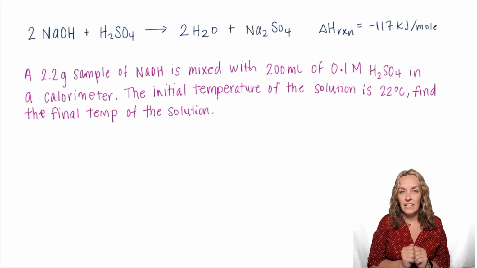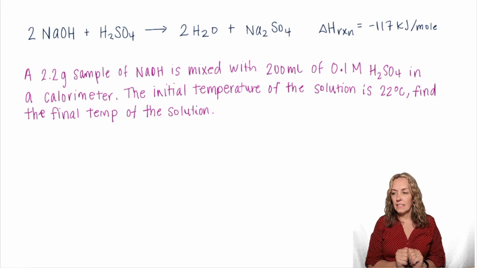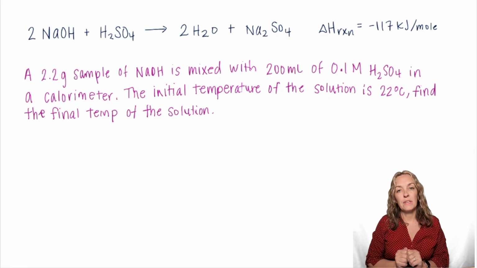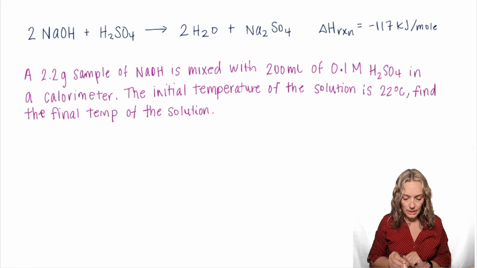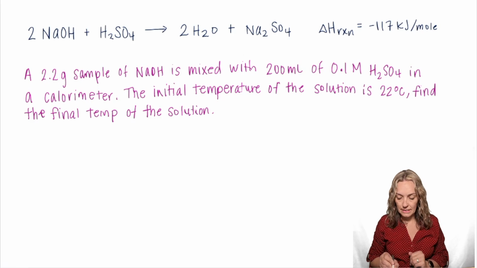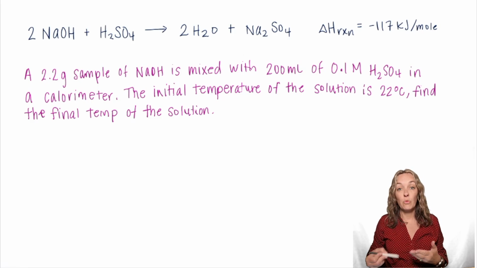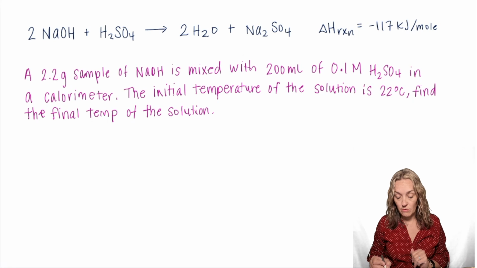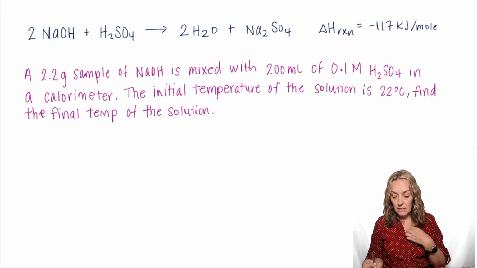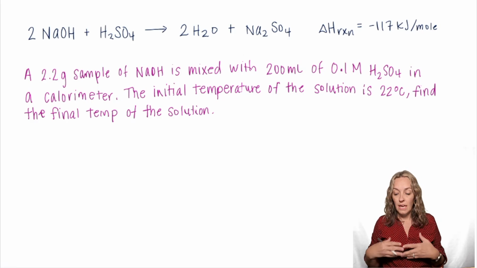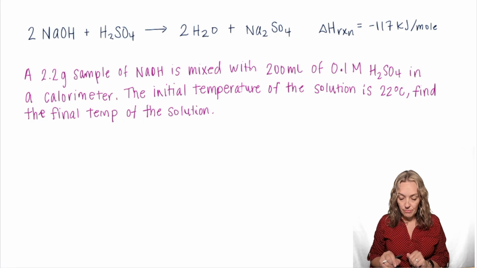All right, let's take a look at a second problem. In this second problem, we are going to solve for something just a little bit different. This time, we are going to use the exact same reaction that we did before, the NaOH and the H2SO4. Notice I have my balanced equation here. And this time, we already know the delta H of the reaction. We figured that out in the last problem. It's negative 117 kilojoules per mole, meaning that the reaction is exothermic and releasing energy.